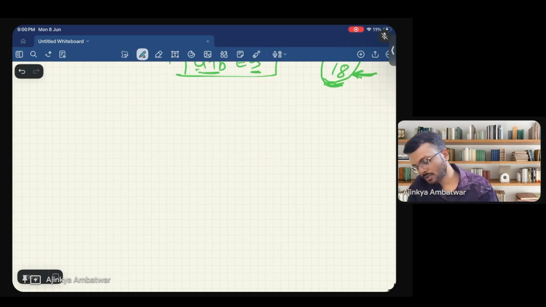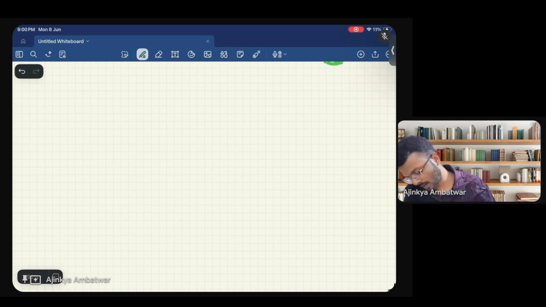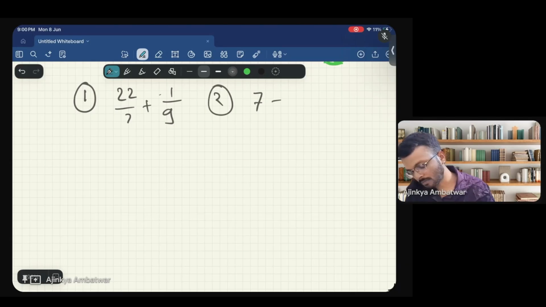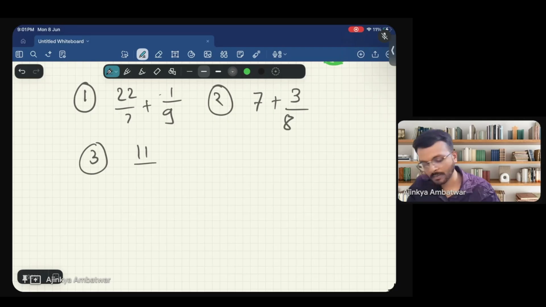Now we are doing addition, so why don't you just solve these few additions quickly? Let's see how fast you can do it, how accurately you can do it. I'm going to give you a few addition examples. Let's do 22 by 7 plus 1 by 9. 7 minus 7 plus 3 by 8. Let's do 12. Mentally, you solve it. Take your time.